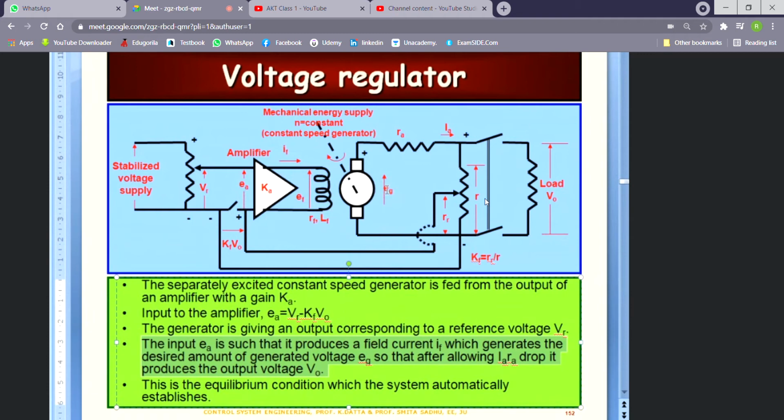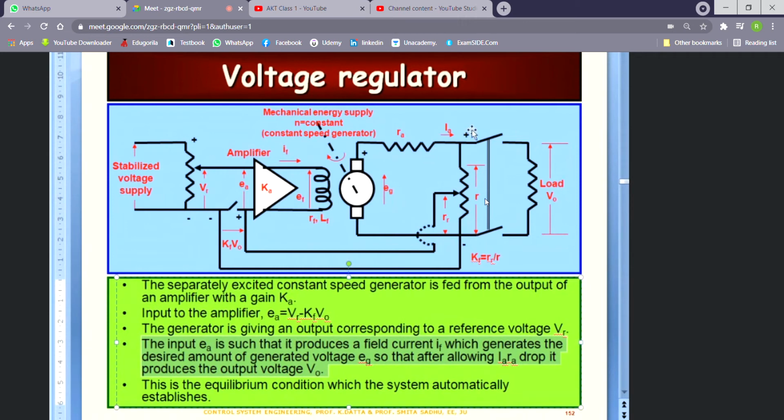So since this is a constant speed generator, the speed being specified as N, and given a particular field current, it will generate a particular voltage. Not the output of the overall arrangement, but the output of this generator will be equal to EG just across the armature, right? So EG is the generated voltage. Now, allowing the IARA drop, it produces a voltage VO. So basically, as I said, this is the armature resistance.